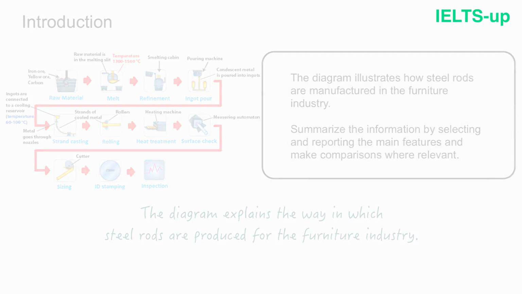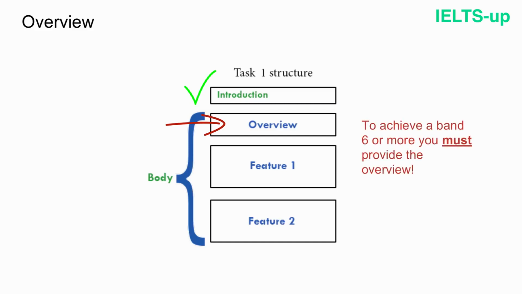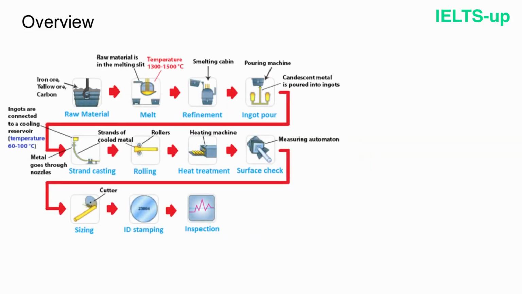Now, let's move on to the next paragraph. And our next paragraph is a general overview. This is a very important paragraph. To achieve a band 6 or more for a task 1, you must provide the overview. In the overview paragraph, you describe general features of your diagram.